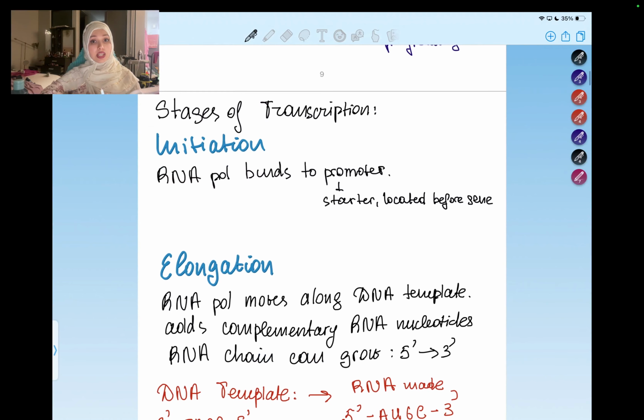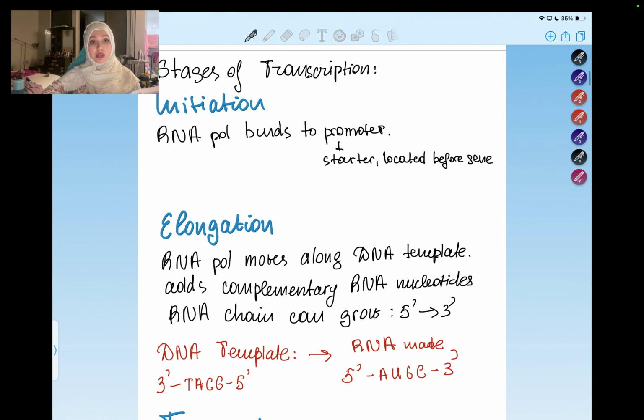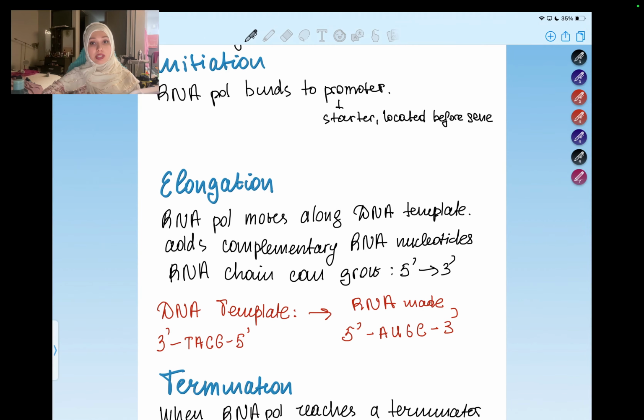So what are the stages of transcription? We have initiation. First, RNA polymerase binds to the promoter, which is basically a starter before the gene. Then we have elongation. RNA polymerase moves along the DNA template and adds complementary RNA nucleotides. The RNA chain can grow 5 to 3. As I've mentioned, DNA grows 3 to 5, RNA grows 5 to 3.